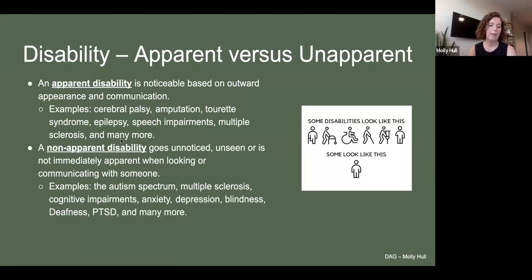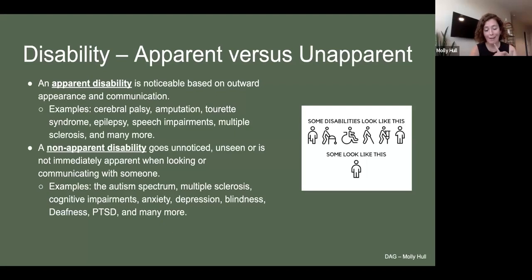So disability and accessibility go hand in hand, because when you make something accessible for people with disabilities, you are making it accessible for more than the person that you intended to make that for. So disability is outlined by the Americans with Disabilities Act, also known as ADA, and it states that a person with disabilities is someone who has a physical or mental impairment that substantially limits one or more life activities.